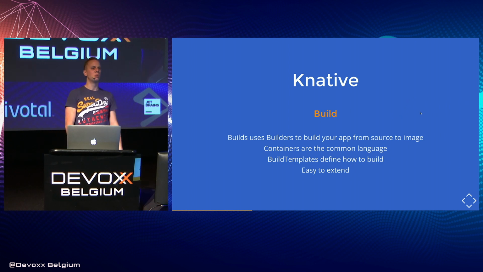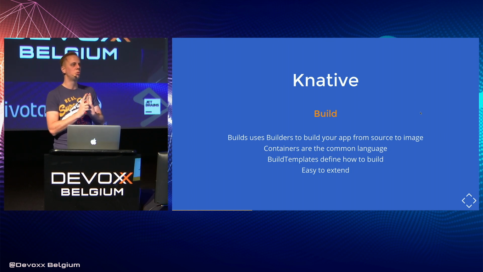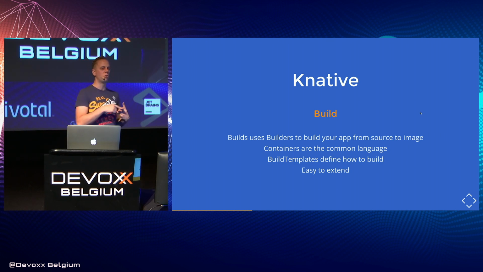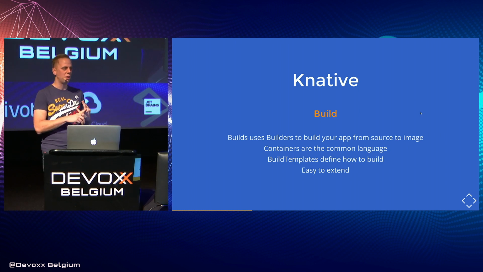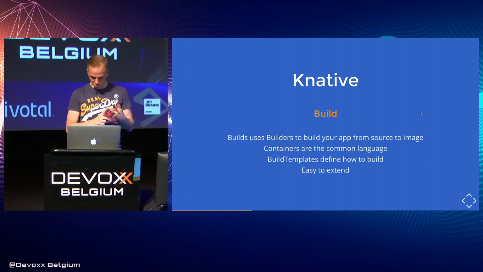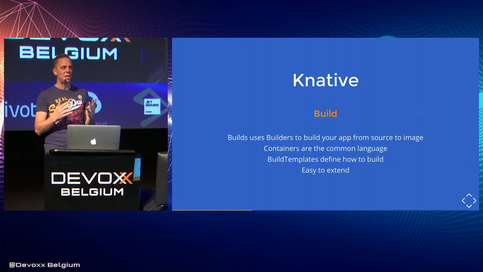The build templates you can build yourself. There are different build templates for Jib. Jib is a cool tool to build your own Docker images without using Docker. They have some other tool sets which I can't remember now, but there are different build templates that you can create yourself if you have a custom build, and they're really easy to extend.